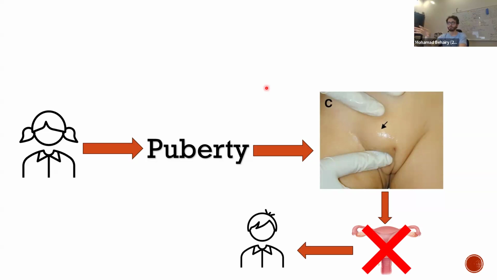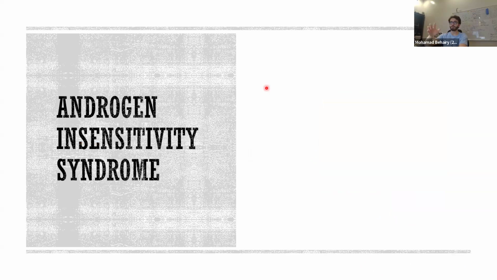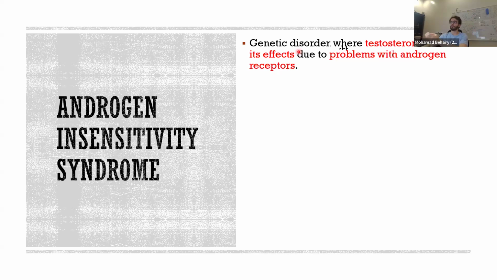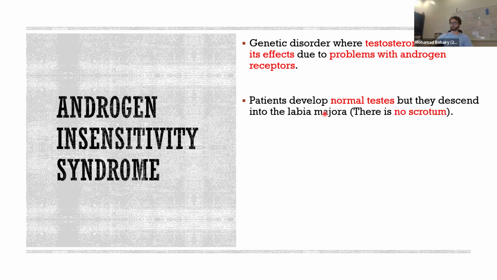So how did this happen? It all happened due to a syndrome called androgen insensitivity syndrome. What is this? It's a genetic disorder where the testosterone is there, but it can't exert its effects, because the androgen receptors are not working. Didn't we say a long time ago that the testosterone binds to the androgen receptor and together they go to the nucleus? Yeah, this can't happen. The testosterone is present in high amounts, but it can't produce its effects.